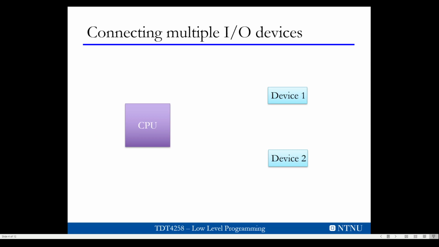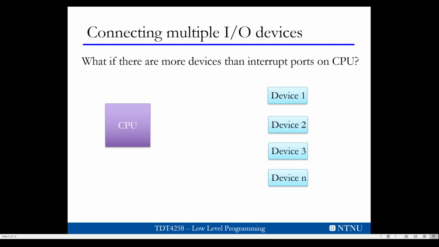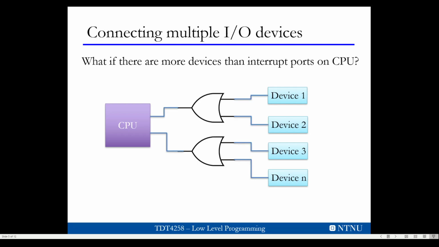Okay, so what happens if there is more than one device that we want to connect to the CPU? Well, one situation can be this. You just connect one device to one of the ports on the CPU. However, the CPU needs to have at least as many ports as the number of devices. But what if there are more devices we want to connect than there are ports on the CPU? We can do something like this.